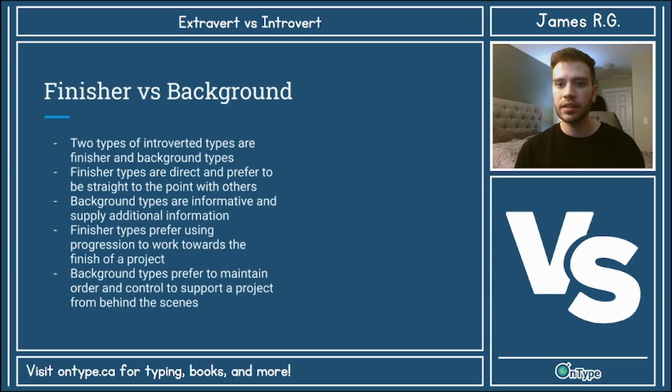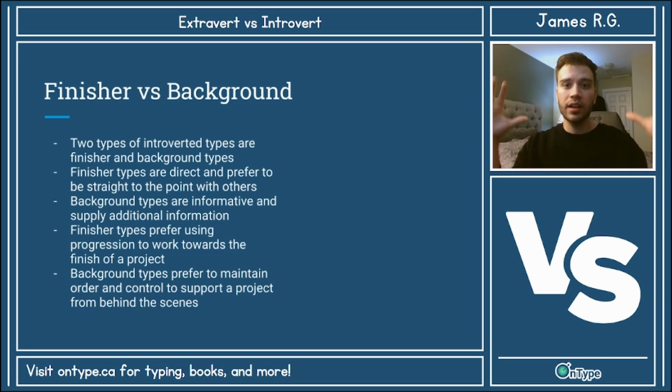Whereas background types like to maintain order and control, kind of like structure types as well. They want to support the project from behind the scenes. They want to make sure that things are good and supported. I like to think of it as if background types are the foundation, whereas structure types are the roof. A little bit of my accent coming through. So they maintain that structure, the roof and the foundation. They keep everything in hold, keep everything in place.